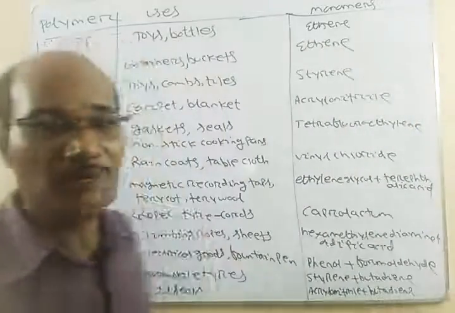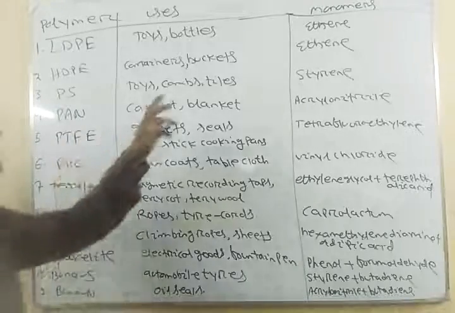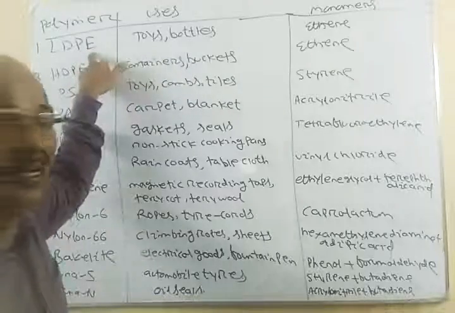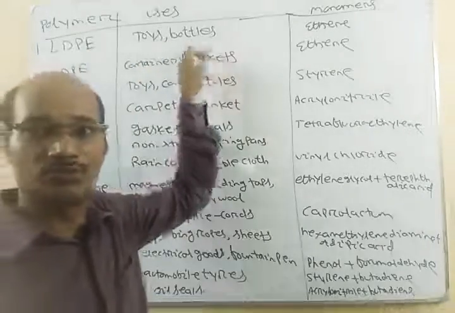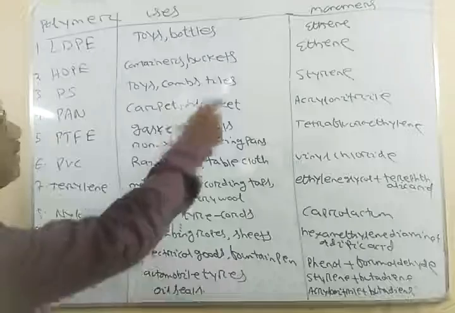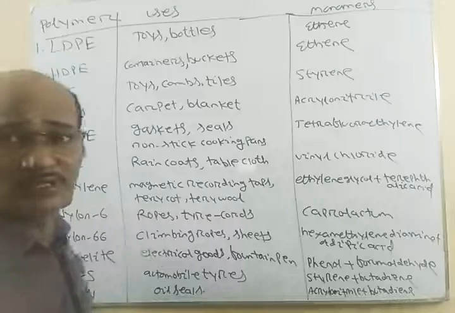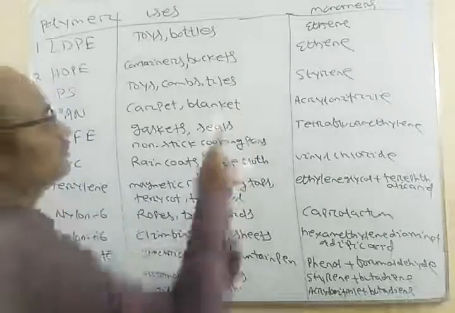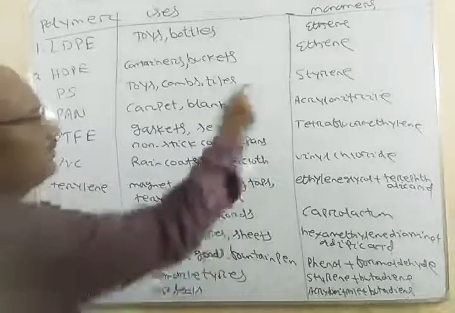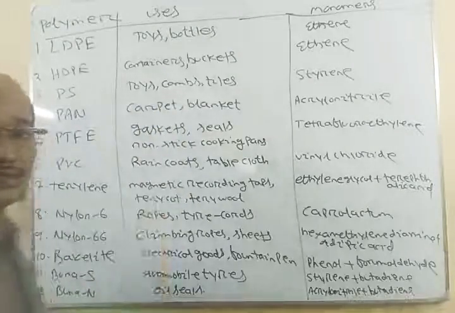First of all, LDPE, low density polyethylene. The monomer is ethene and the polymer can be used for making toys and bottles. HDPE, high density polyethylene. The uses are to prepare containers and buckets. We are using HDPE and the monomer is ethene. Similarly, PS, polystyrene. The monomer is styrene and that we can use for making toys, foams and tiles.